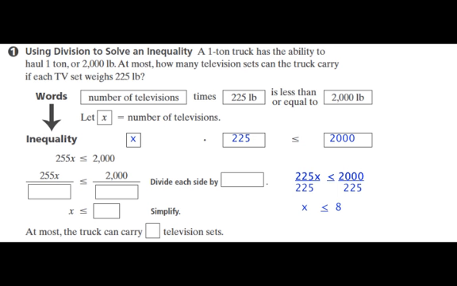But we can't leave it that way. And we can't round up because it cannot equal 9. So in this case, we actually have to round down so that it logically makes sense. So x is less than or equal to 8. At most, the truck can carry 8 television sets.